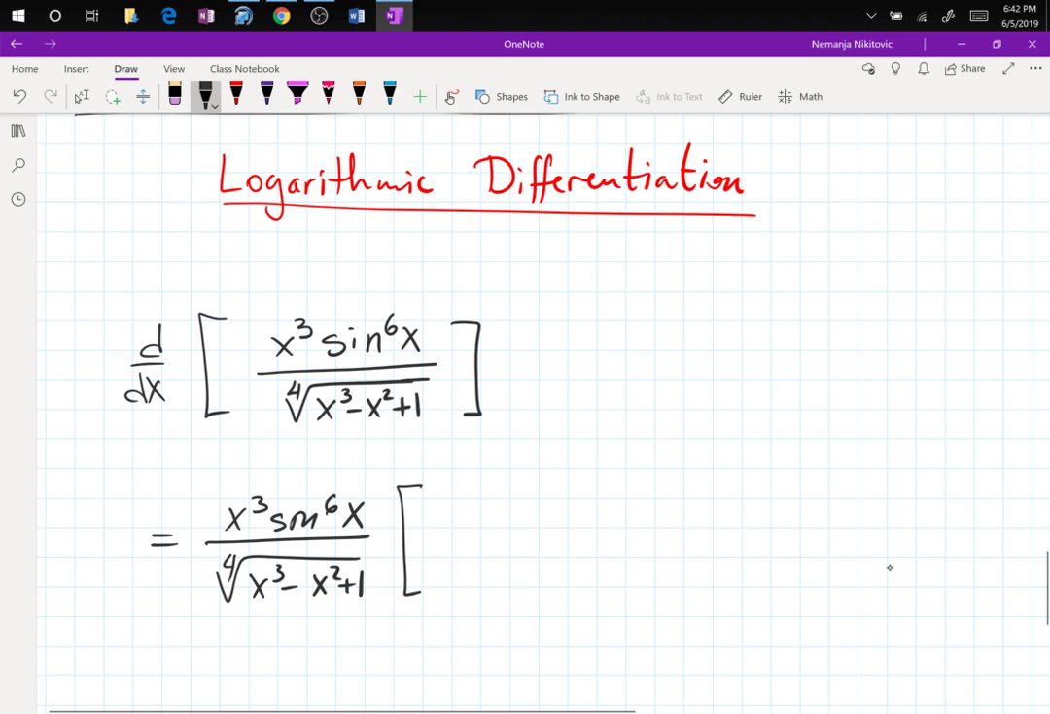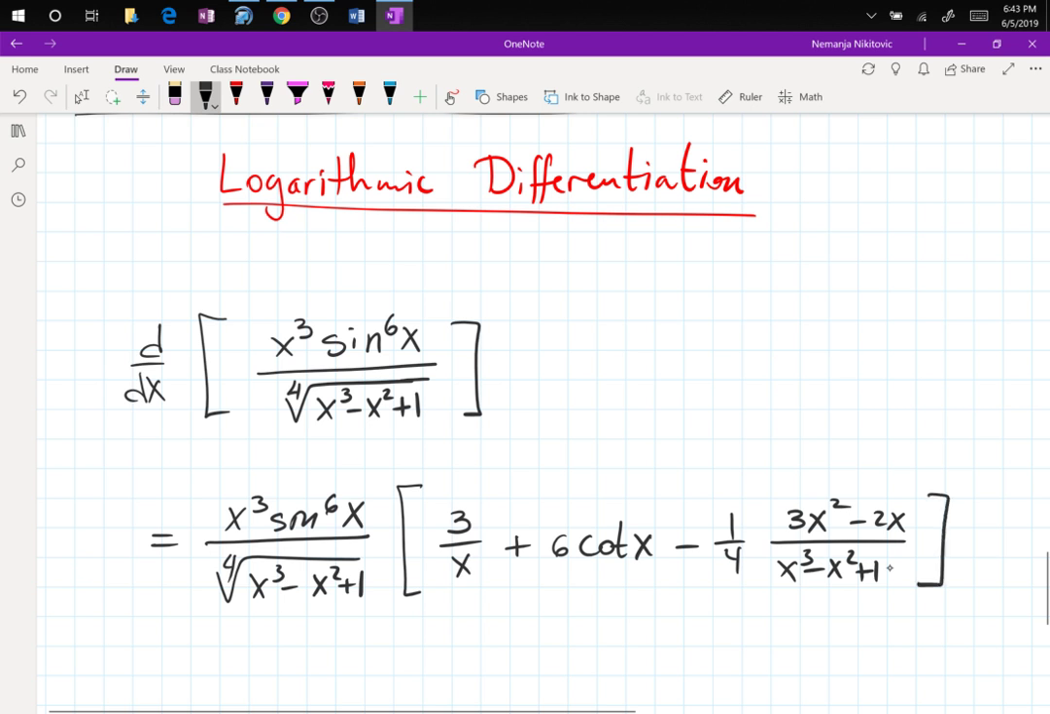The first one would be 3 over x plus 6 cotangent x minus 1/4 of x cubed minus x squared plus 1, and then 3x squared minus 2x, and that's it. So that's the answer. So that will be the derivative. Wow. That's the easiest way to do the problem.